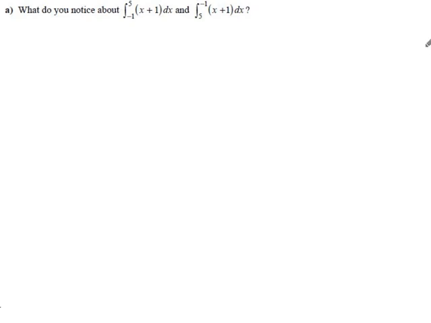Okay, this example is about a kind of cute property that integrals have. They give us an integral from -1 to 5, and then they give us the exact same integral except it's from 5 to -1. Will that matter? Will it change the answer?